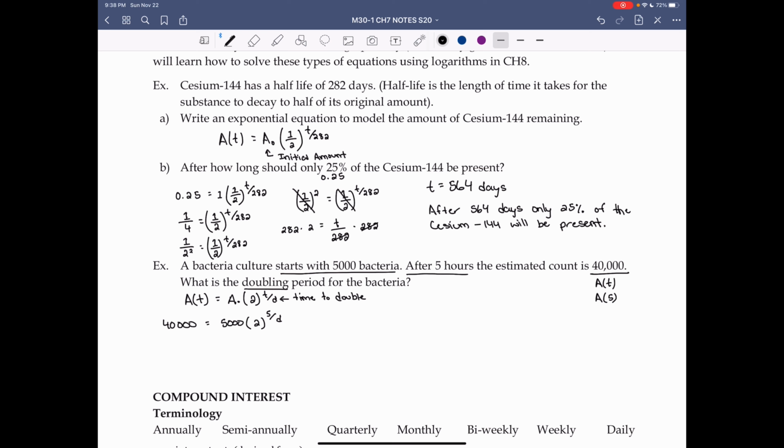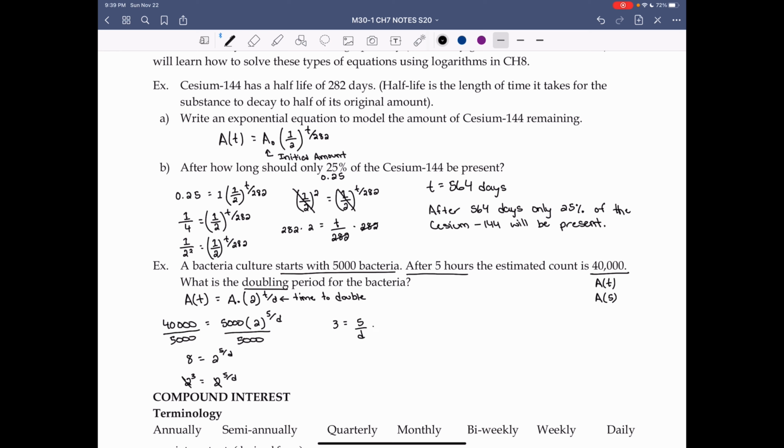What is the doubling period? The D value is what we're trying to determine. We can divide both sides by 5,000. We get 8 equals 2 to the power of 5 over D. We can write 8 as 2 to the power of 3 equals 2 to the power of 5 divided by D. Then we can drop the bases, and we have 3 equals 5 divided by D.